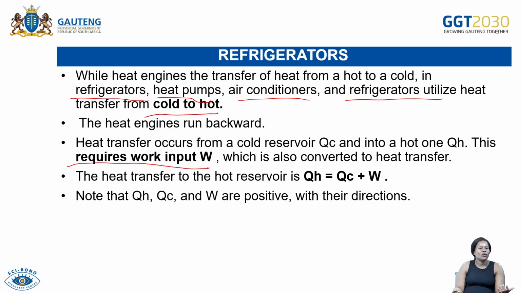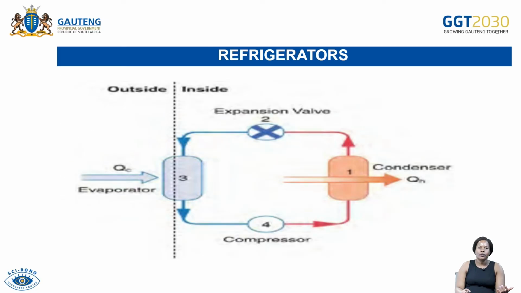So the heat transfer to the hot reservoir is given as QH equals QC plus what? Plus W, because those heat engines are still able to do work, but they are doing it backwards. So this is just a layout of how refrigerators work.